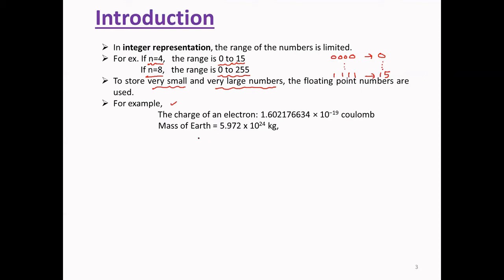Suppose, for example, a large number, the mass of Earth, 5.972 into 10 to the 24 kg. How can we represent it? That's why floating point number representation has been used, where the exponent will help to represent. There is an exponent here, and a limited number of digits is enough. And there is a mantissa here, where a limited number of digits is required. So that's why floating point numbers are very useful in representing very small or very large numbers.